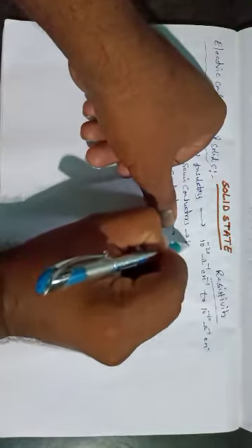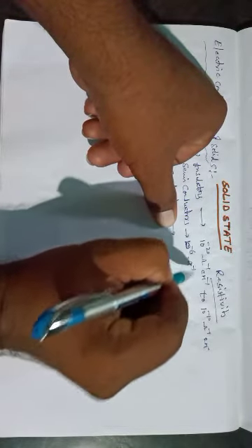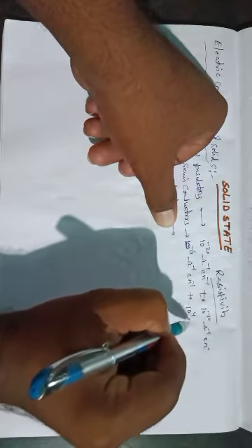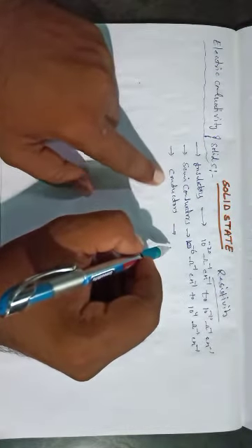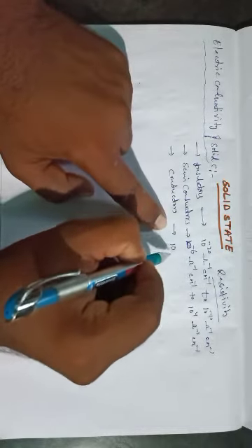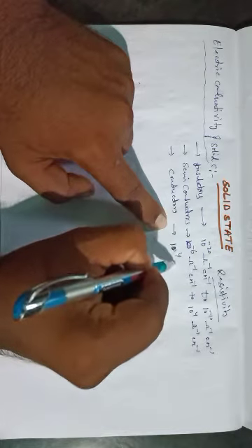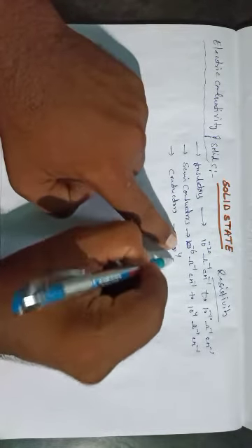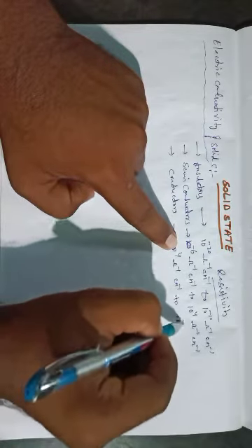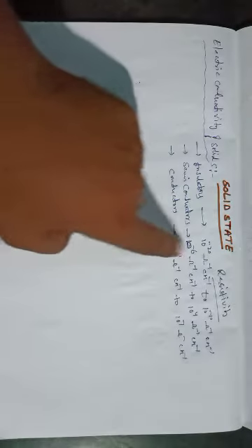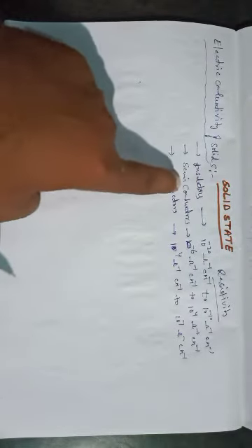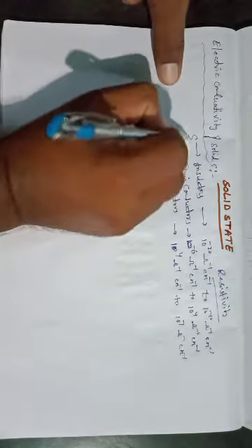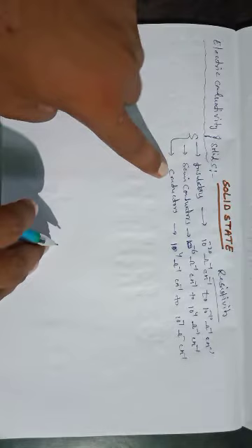Next, semiconductors. Semiconductors is 10 power of minus 6 ohm inverse centimeter inverse to 10 power of 4 ohm inverse centimeter inverse. Okay, next, conductors. The range of conductors is 10 power of 4 ohm inverse centimeter inverse to 10 power of 7 ohm inverse centimeter inverse. This is the electric conductivity range of insulators, semiconductors, and conductors.